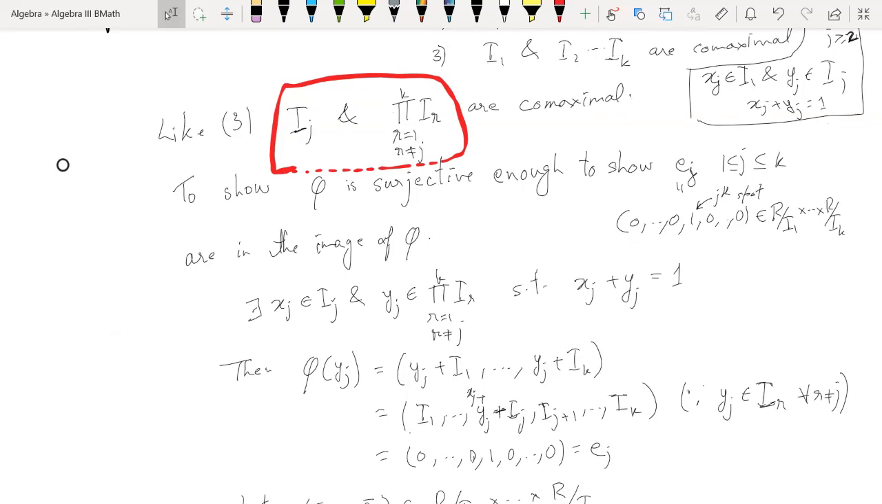Then phi of yj is going to be this, and you can see that yj is in I1 if j is not equal to 1. So yj plus I1 is I1, and so on. Other than the jth term, yj is in the rest of the ideals except for Ij. So except for the jth term, all the other terms are the zero element of that quotient ring. So you get I1, I2 up to I(j minus 1). Maybe I should have put Ij minus 1 for clarity, so let me put Ij minus 1 here.